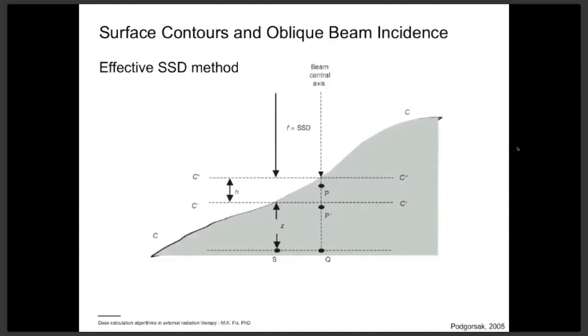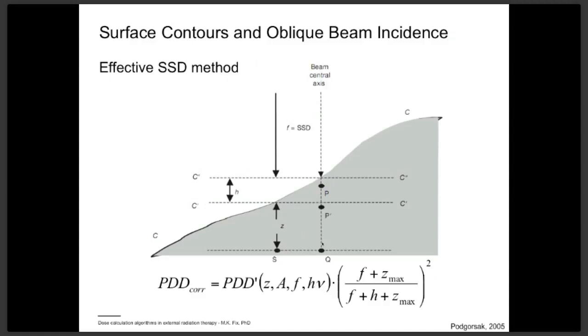So looking at the effective SSD method, if we have this situation where the surface is irregular and we assume we are at this level with our PDD at this location, we want to calculate what is the dose at this point, as given we have the PDD at this line. So we need to apply a correction, and this would be the dose in the depth set.